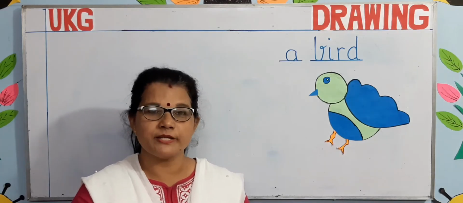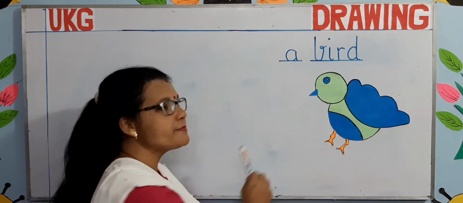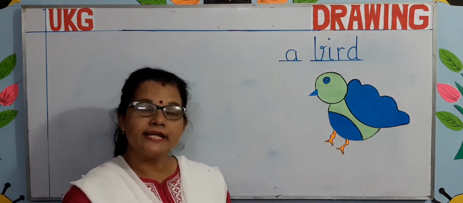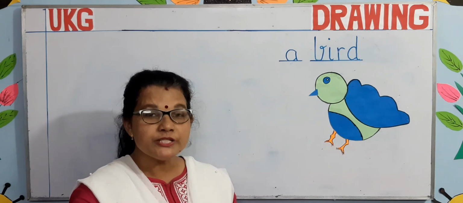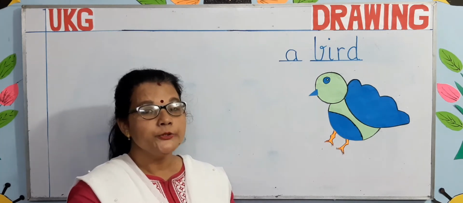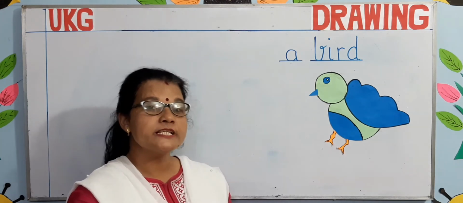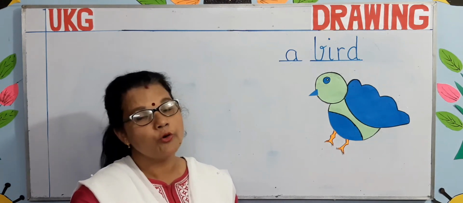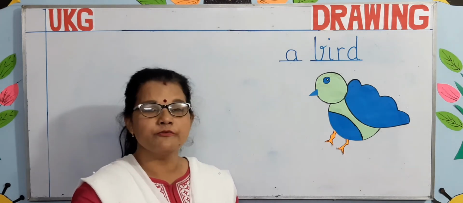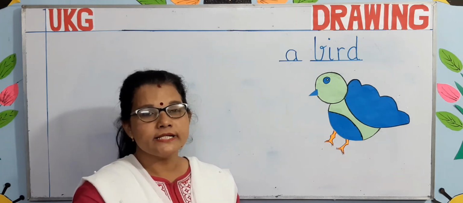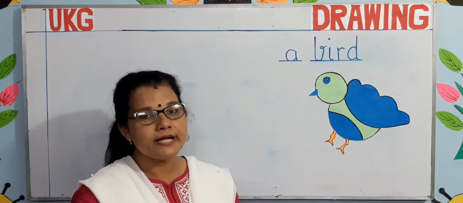Moving on to the next picture now. Can you name this picture, children? Yes, it is a bird. Have you seen a bird, children? You can see birds flying around in the sky. You can also see them sitting on branches, on walls and on your rooftops. So come, let's learn how to draw a bird step by step.